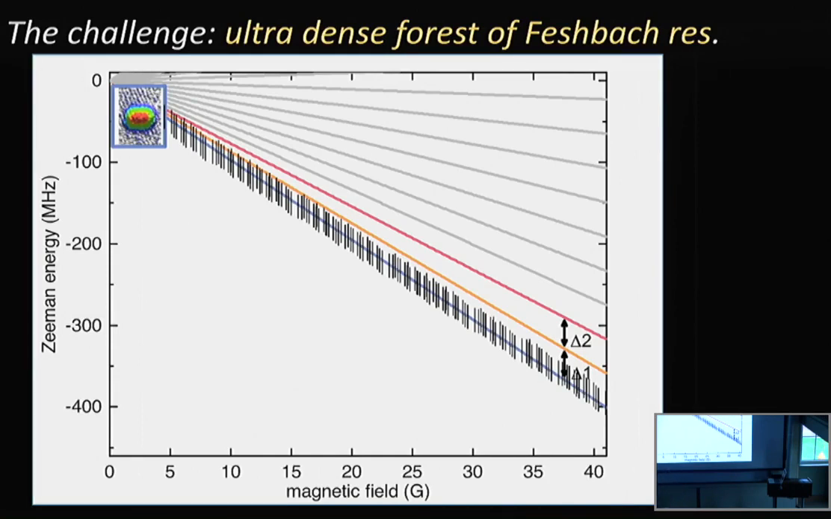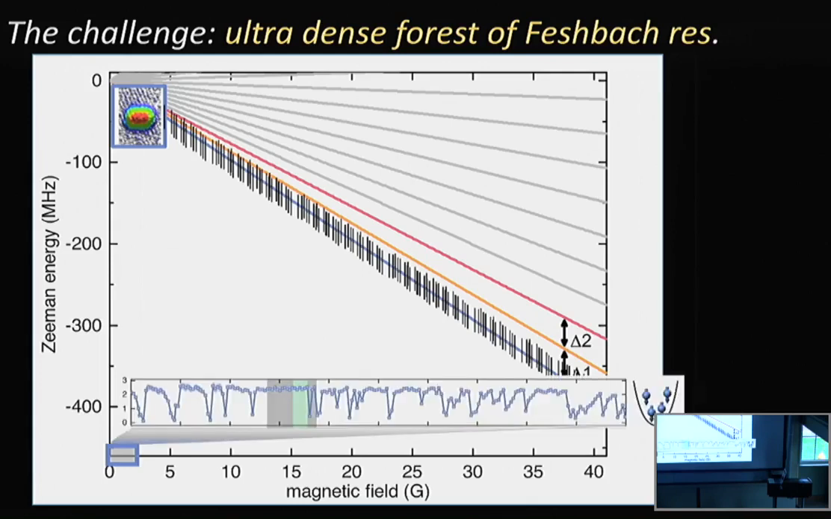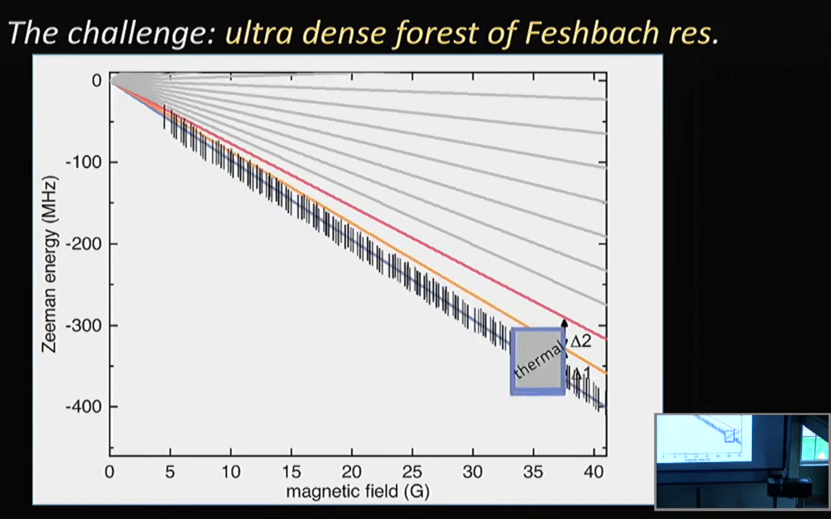Now let's have a look at the real data. Let's focus from 0 to 2 Gauss, and let's see the Feshbach resonances in a single spin state. So this is the real Feshbach scan from 0 to 2 Gauss in an optical dipole trap. So that's a problem. Indeed, if we prepare our atoms in a dipole trap and just ramp the magnetic field, what we get is a thermal gas, kind of useless for what we want to do.